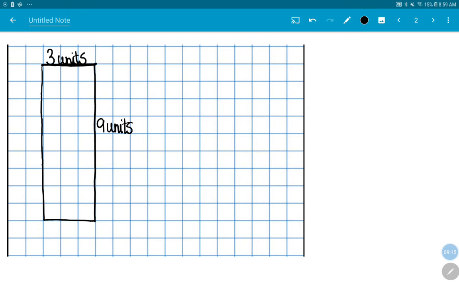Okay, so to find the perimeter of this rectangle, remember perimeter is we have to add all the sides. Does it matter the order when we add?